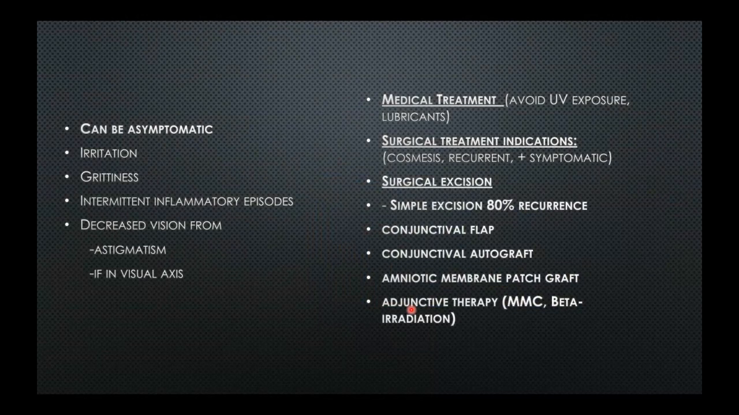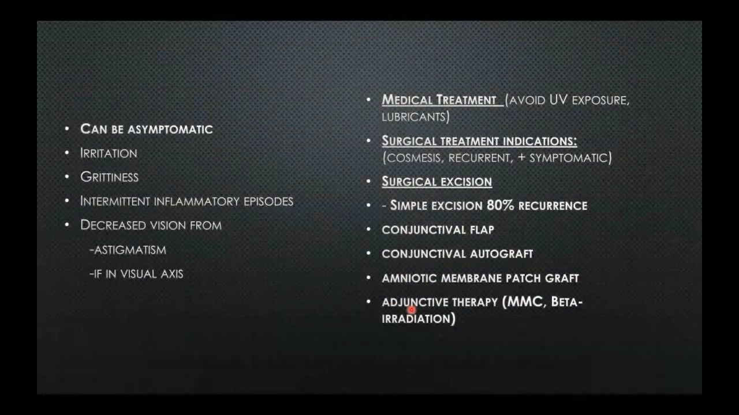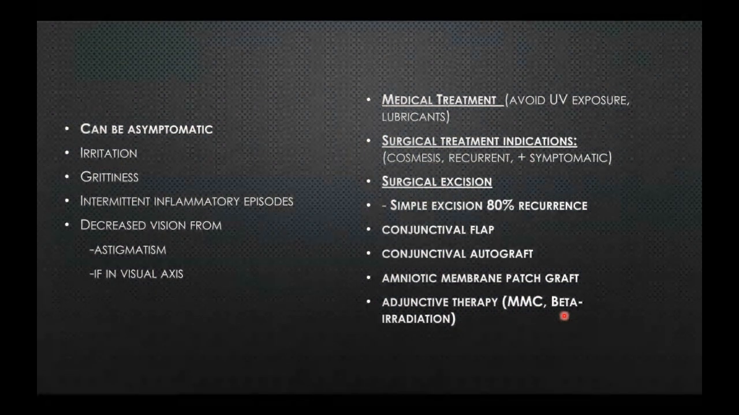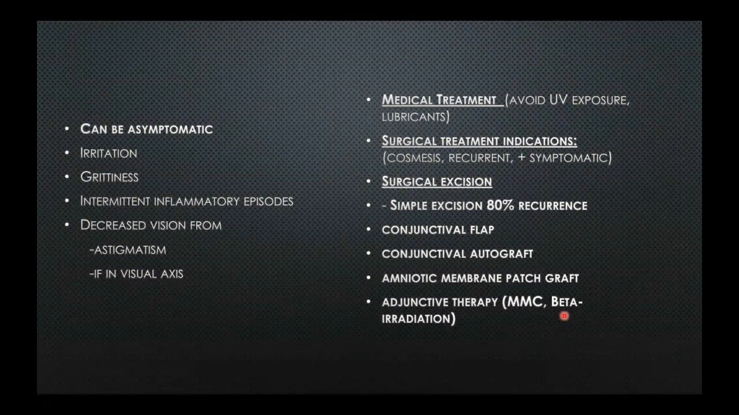And another thing that we can do is use adjuncts to reduce the healing process. So you tend to use mitomycin C. In the old days, we used to use beta irradiation therapy. We tend to move away from that because chemical agents such as mitomycin C tend to work better and are longer lasting. So we tend to use these adjunctive therapies to reduce the rate of recurrence of the pterygium, and they work very well.